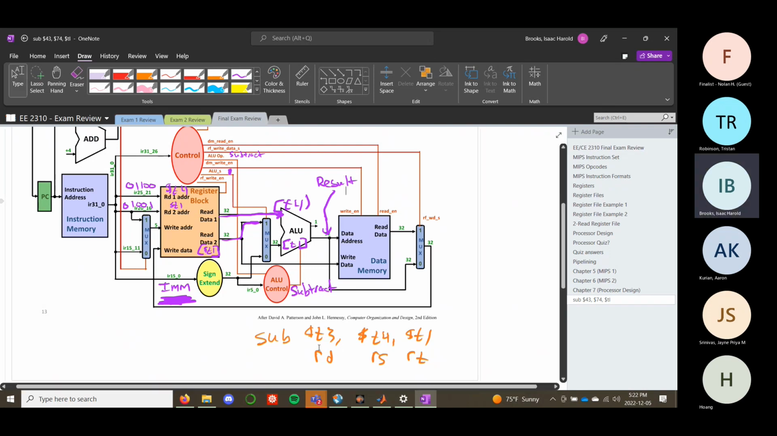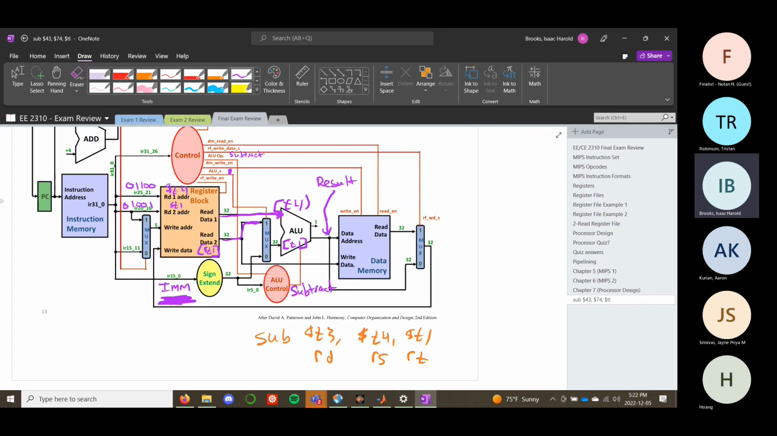Now remember, our subtract instruction is saying we're going to store that result into register 3. We're not storing it into memory, we're storing it into register 3. So we want our write enable, this is writing to data memory, to be 0. We're not writing anything to data memory, we're just writing to the register file. So write enable is 0. Read enable is also 0. We're not reading anything from the register file.